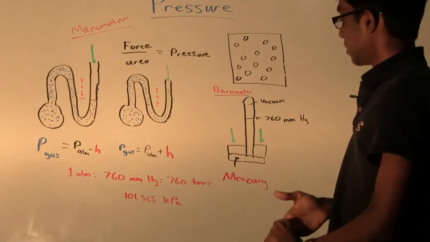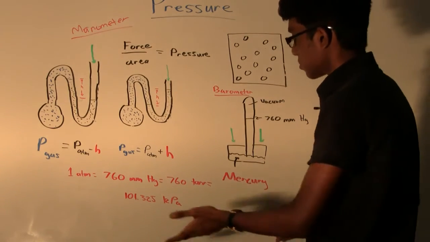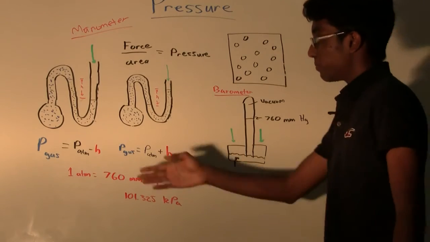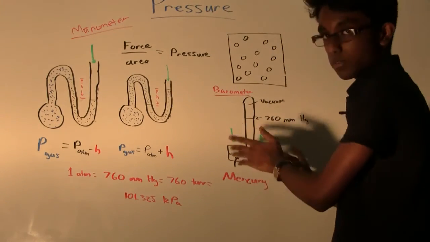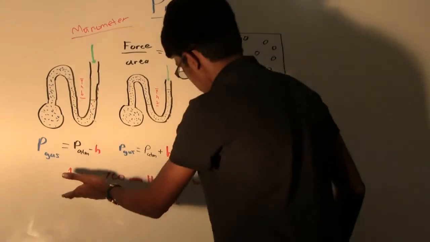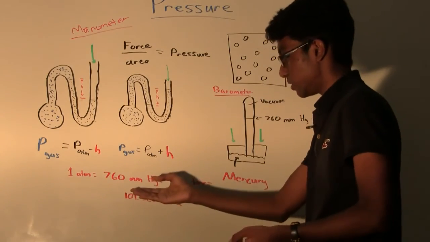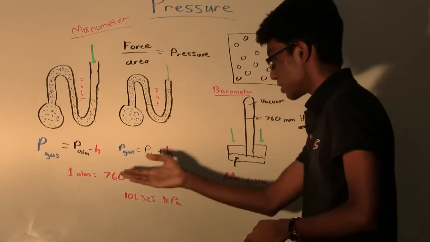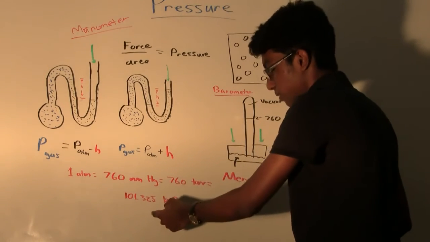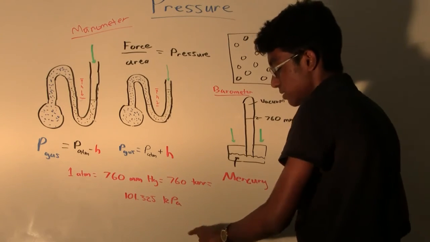Okay. And this is also important. Units of pressure, there are a lot of units of pressure. 1 atmosphere, that's the same thing here. We're going to define that as the standard atmospheric pressure. So 1 atmosphere is equivalent to 760 millimeters of mercury, which I explained from here, which is also equal to 760 torr, which is also equal to 101.325 kilopascals.